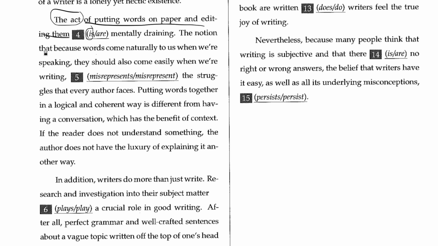So, the notion that because. Starting from that, because that is a relative pronoun, that because words come naturally to us when we are speaking, all this is unnecessary information. Is there a comma phrase? Yes, there is a comma phrase, which is they should also come easily when we are writing. So I have a relative clause here and a comma phrase here, so let's cross them out. So where is my subject? The notion. So the notion is my subject, and the notion is a singular subject. So the notion misrepresents.